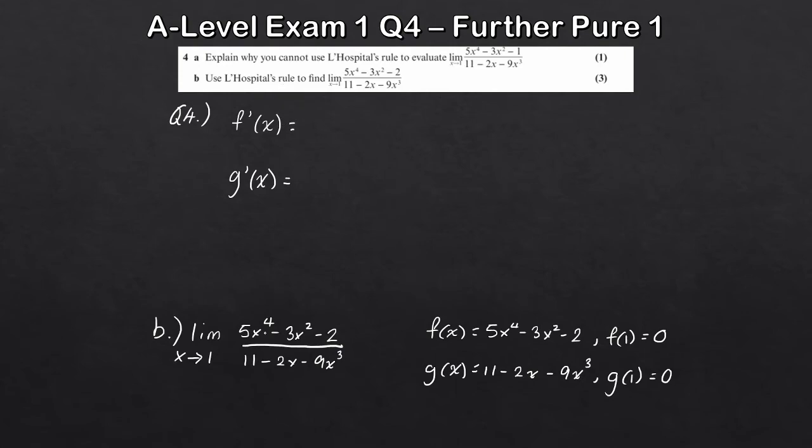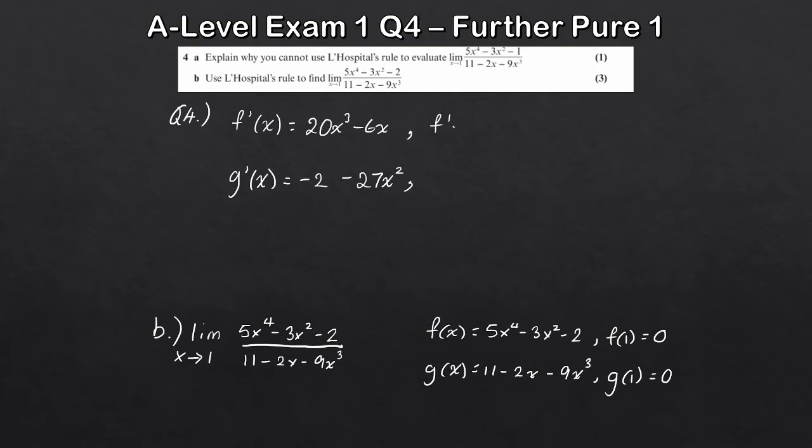So what do we get when we differentiate this numerator? Again, this is just really basic differentiation. 5 times 4 gives me 20, so that's 20x cubed. Minus 3x squared, so that's minus 6x. And then the minus 2 just disappears, right? So all we end up with is 20x cubed minus 6x. My denominator, the 11 just disappears. Minus 2x will just be minus 2. And then minus 9x cubed will be minus 27x squared.